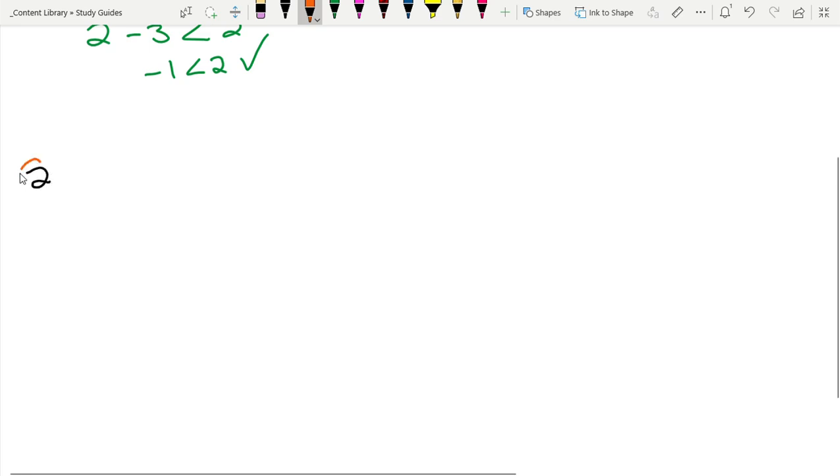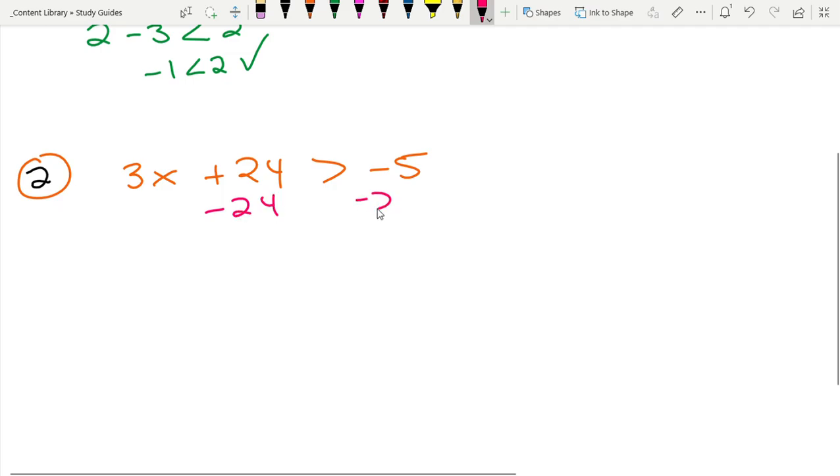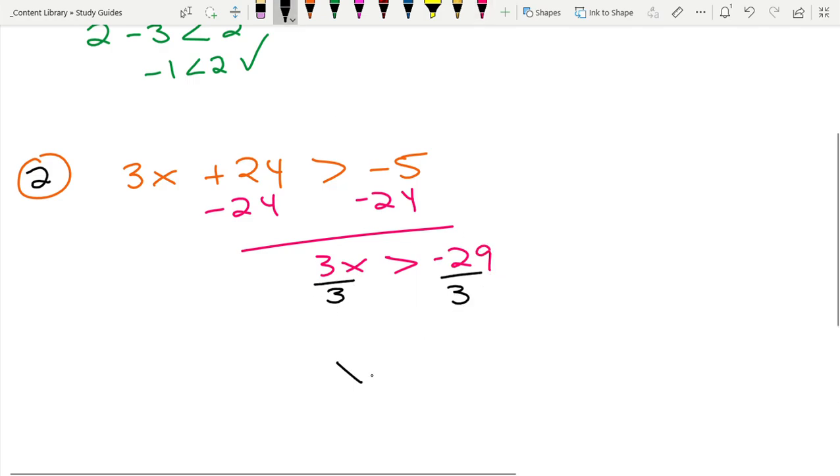All right, on to question 2. We have 3x plus 24 is greater than negative 5. So our standalone number is 24. So to get rid of a plus 24, we subtract it. And so now we have 3x is bigger than negative 29. The 3 is a multiplier, so we divide. 3 won't go into it evenly, so I'm going to keep it as that nice improper fraction.